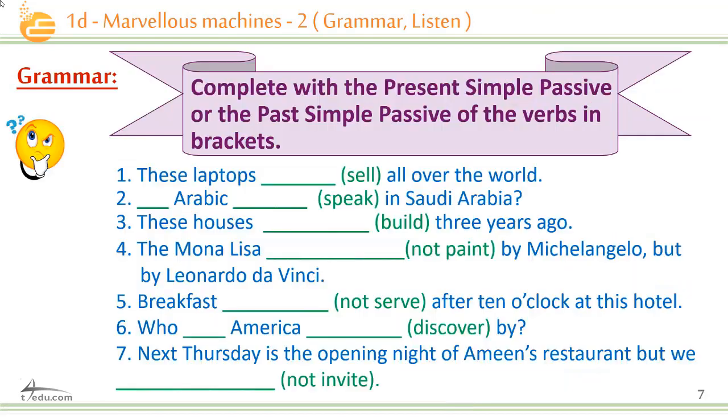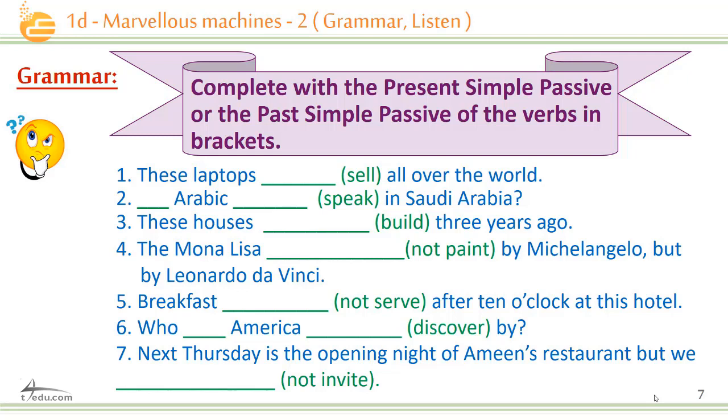Very good. Okay, now this is going to be done as an evaluation. We are going to complete with the present simple passive or the past simple passive of the verbs in brackets. We have verbs, we have uncompleted sentences. We are going to supply the parts that are necessary.